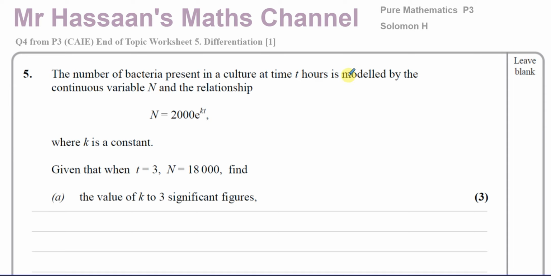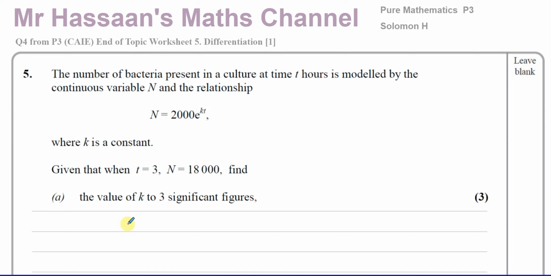Here we've got this question about the number of bacteria present in a culture at time t hours. It's modeled by the continuous variable n, and the relationship n equals 2000 times e to the power of kt, where k is a constant. Given that when t equals 3, n equals 18,000, find the value of k to 3 significant figures. So that's simply replacing t with 3 and n with 18,000 and then finding the value of k.